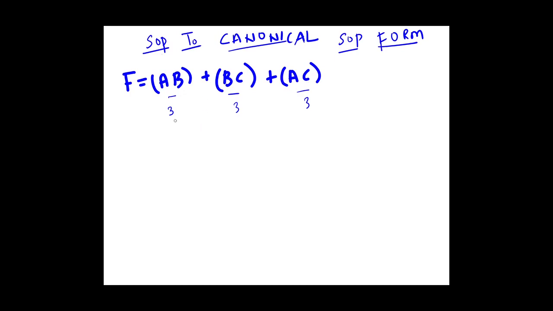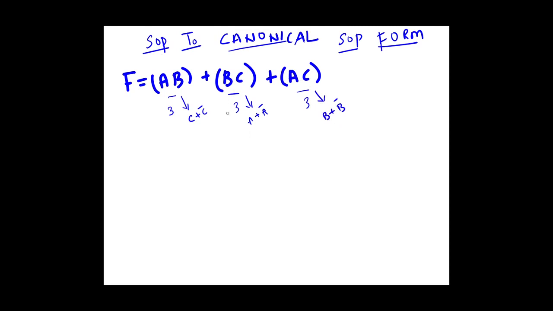To convert that, here C is missing, so I need to add C. That means here I'll just add C plus C bar. And for this term, I'll multiply with A plus A bar, because there is no A. And in this I don't have B, so I'll multiply it with B plus B bar.